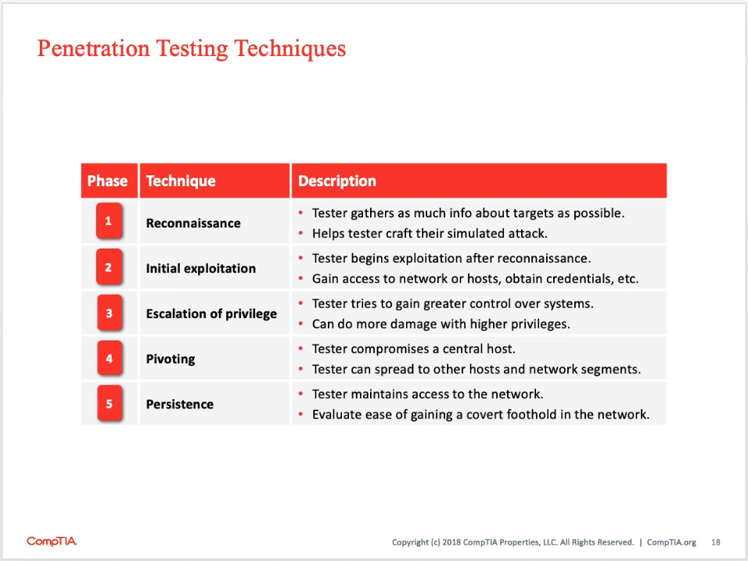So when it comes to penetration testing techniques, these are going to closely mirror what an attacker is going to do in a real life scenario, because the whole purpose of the pen test is to simulate an actual attack. These aren't just actions that a pen tester might take. These are the actual phases in the process of exploitation. So the first technique is going to be reconnaissance. The tester is going to try to gather as much information about the target as they can, and this is going to help them get ready to craft their simulated attack, right?